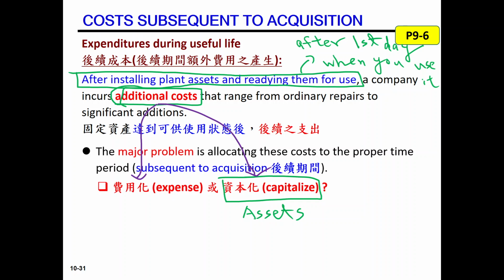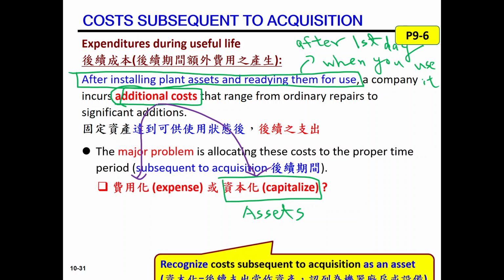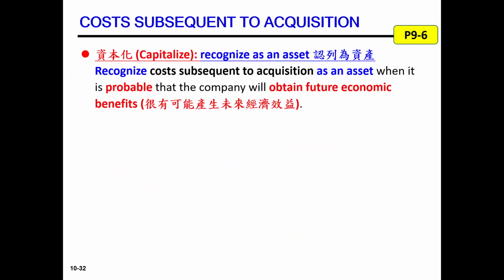Okay. So, on your slide, page 32, how to decide whether it is expense or asset: whether you have future economic benefit, right? So if you can get help from this kind of expenditure, then it's your asset. Otherwise, they are your expense.